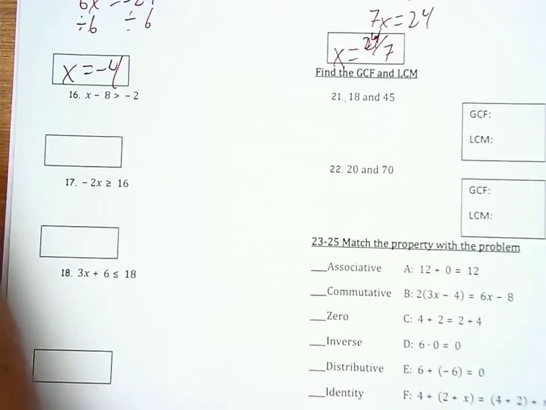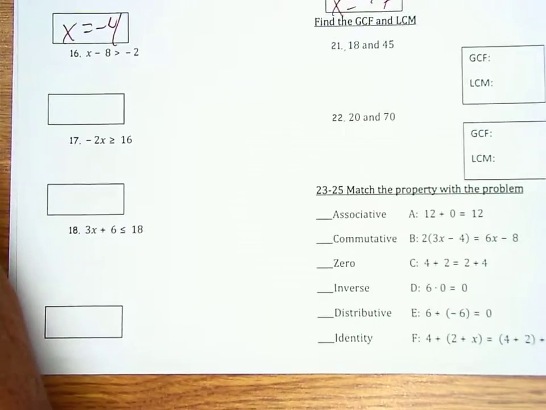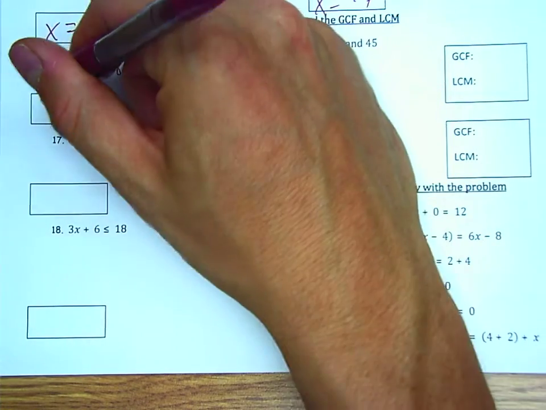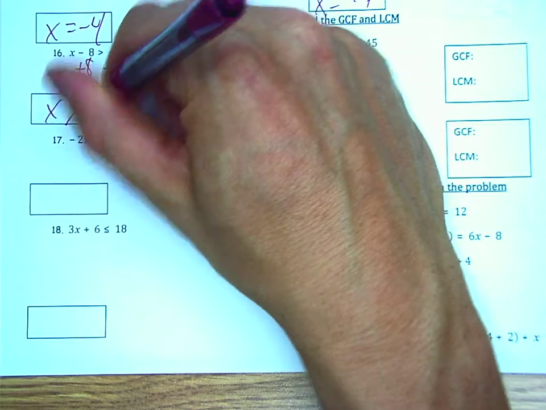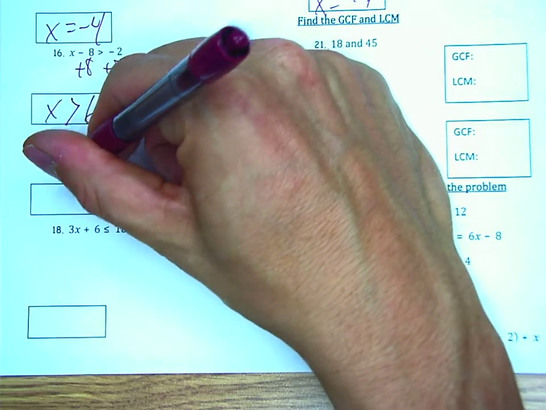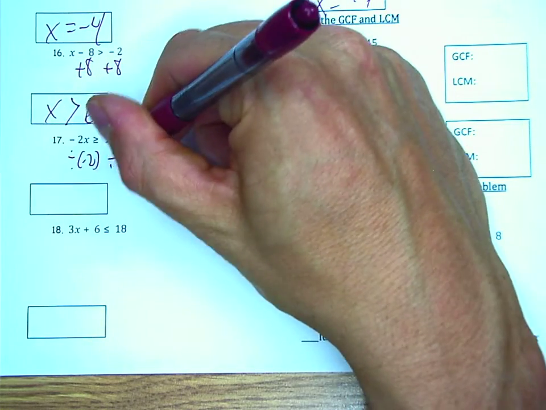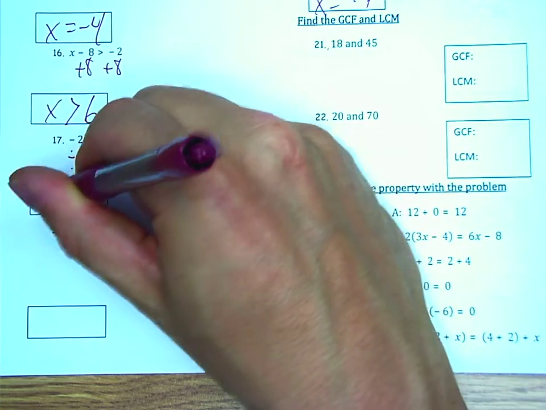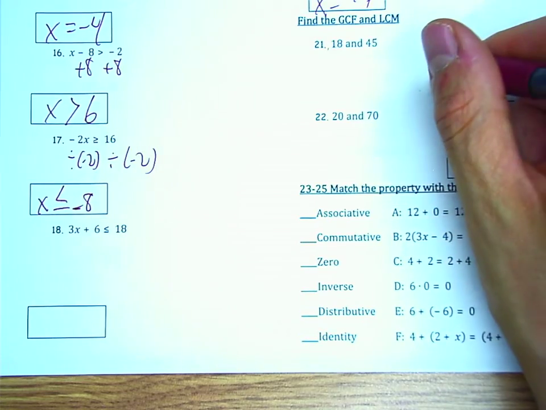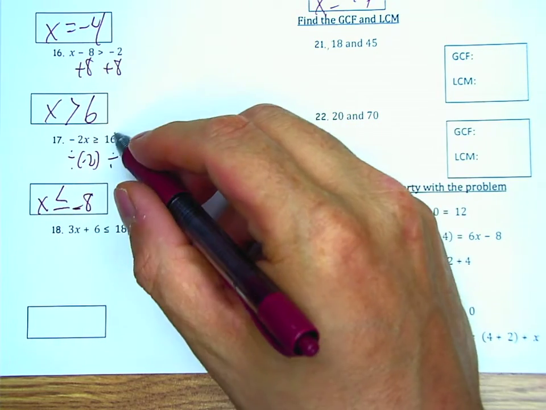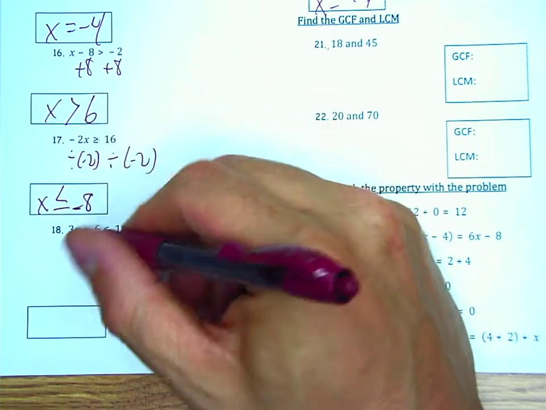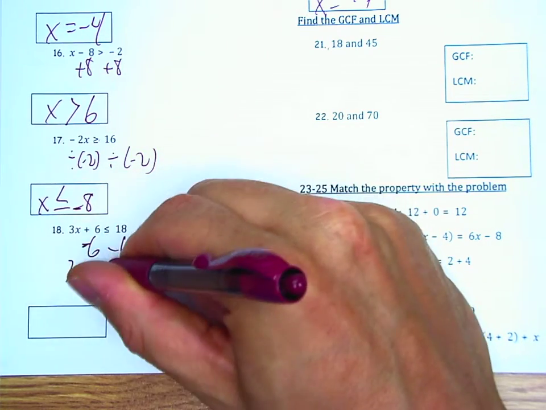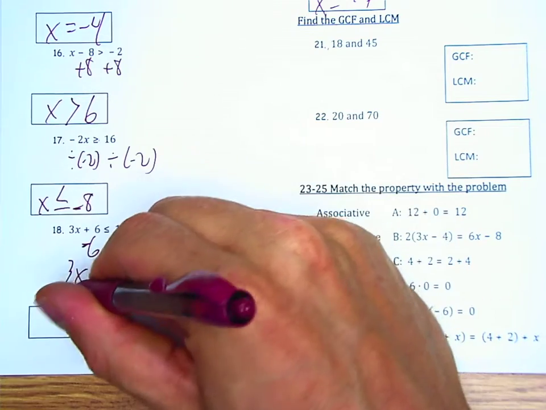Question 16. Add 8 to negative 2 to get 6. Question 17. Divide by negative 2 to get negative 8. When we divide by negatives, we flip the inequality around to the other way. So when we divide by negative 2, the inequality becomes a less than symbol. Question 18. Subtract 6 from 18 to get 12, and then divide by 3 to get 4.